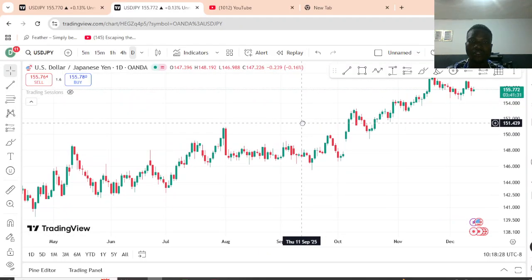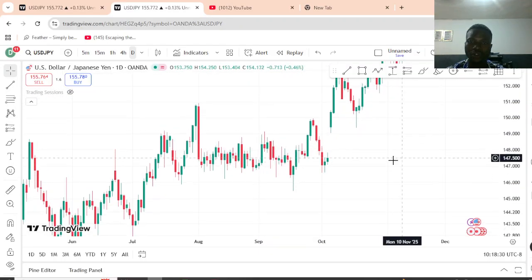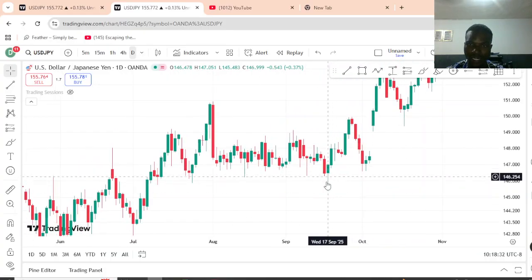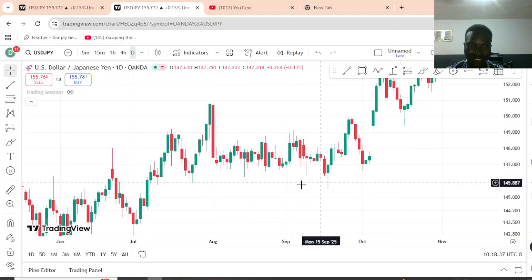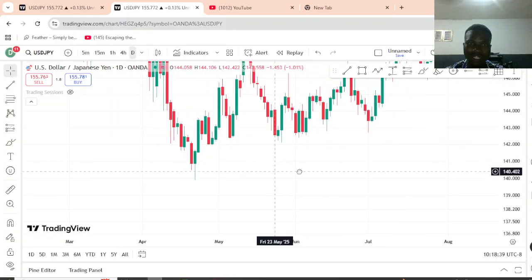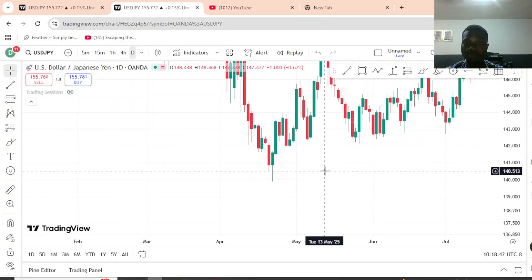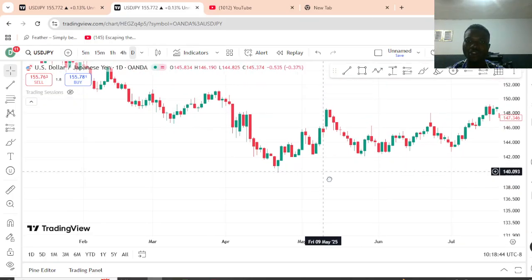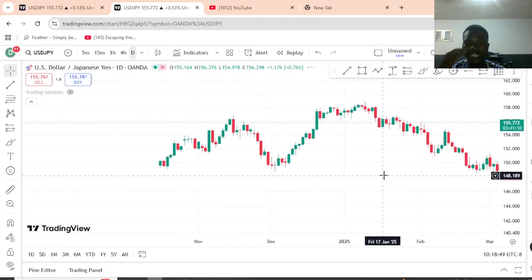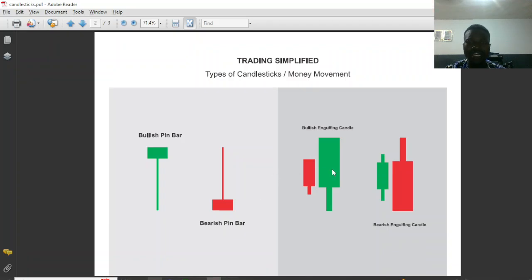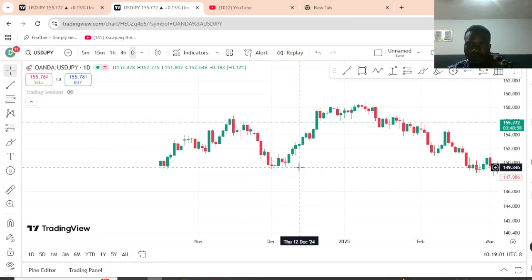Sorry about that, the network was lagging. So this is the example of a bullish pin bar. All right, can you see this? Can you see that they are the same thing? You can see a lot of bullish pin bars in the markets. The common candlesticks that you see in the market are majorly the bullish engulfing candlestick and the pin bar, either the bullish or bearish pin bar.